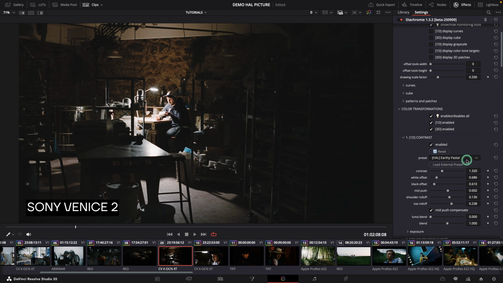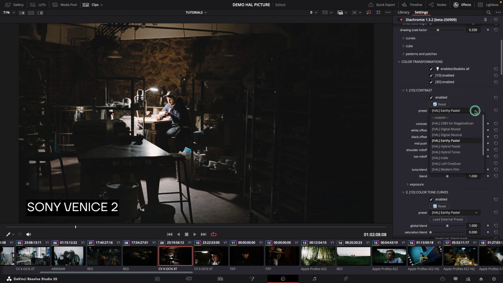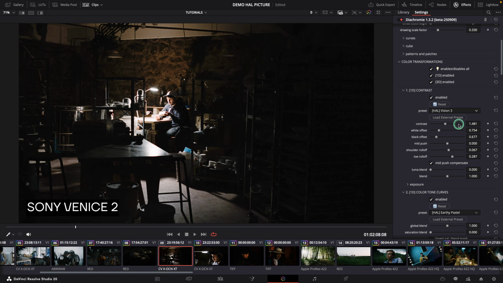But it has a real elegance to it. Also, if you like the color rendering, but find the contrast curve a little too excessive, you can keep the color rendering and change the contrast curve in just a few clicks.